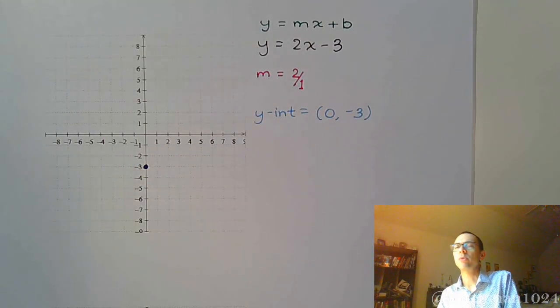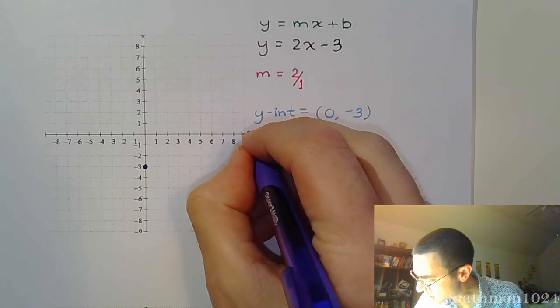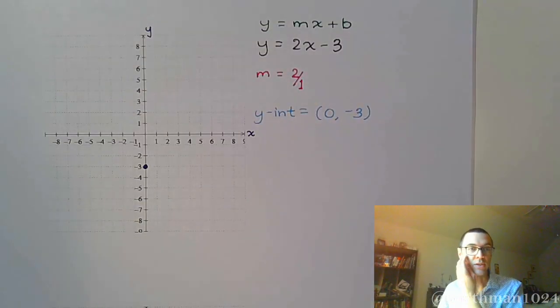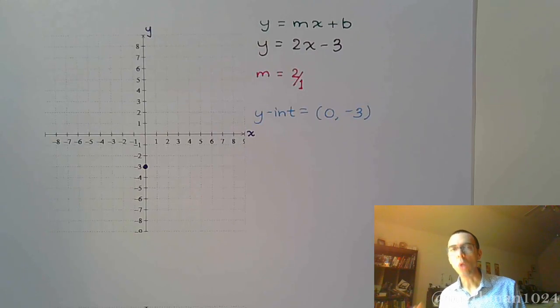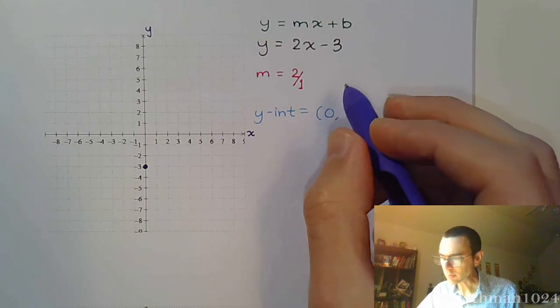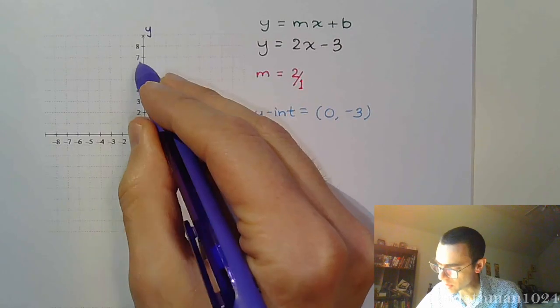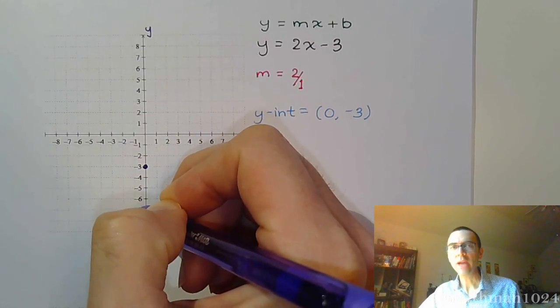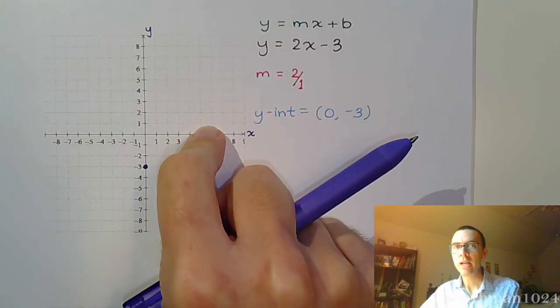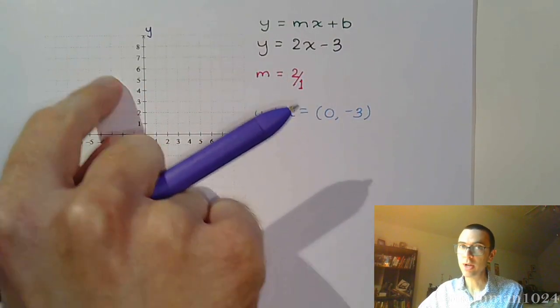Now remember, if you have a hard time remembering where points are supposed to go, make sure that you label your axes correctly. This is the x-axis, and that's the y-axis. So every x-intercept is going to go on the x-axis, every y-intercept goes on the y-axis. Now, you may be wondering, how do I know that it's 0, -3? Well, in order for us to be on the y-axis, the x-coordinate must be 0, because if the x-coordinate is positive, you're over here. If the x-coordinate is negative, then you're over here.